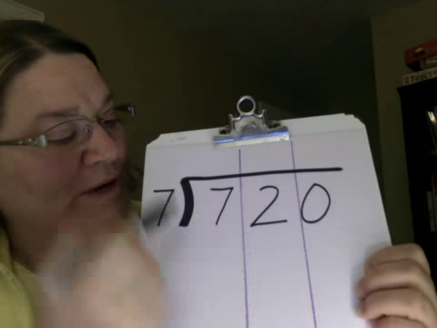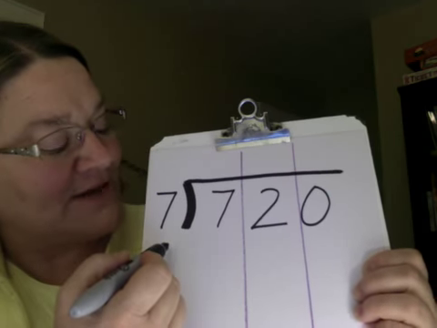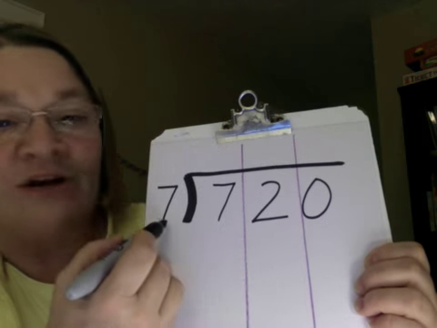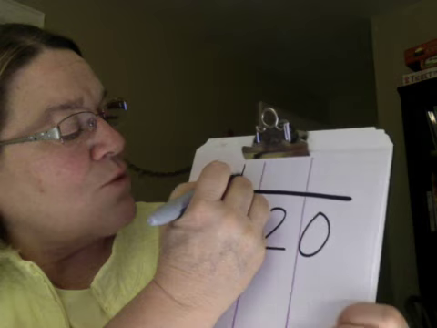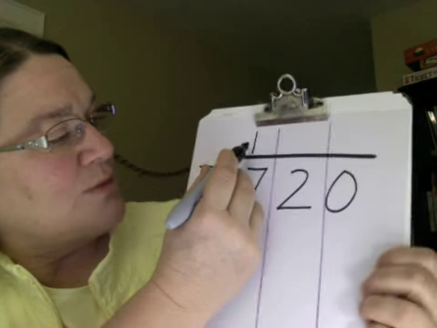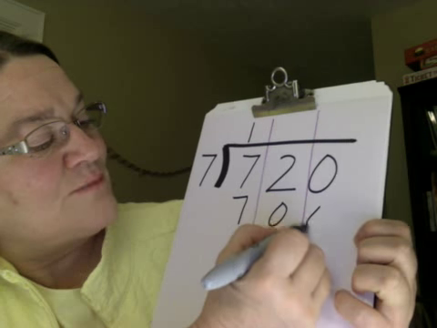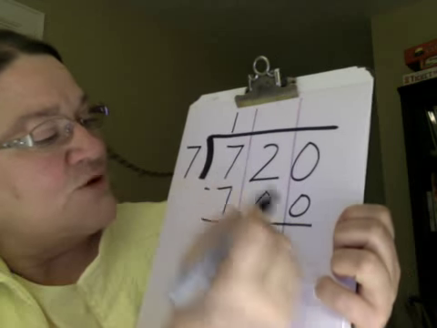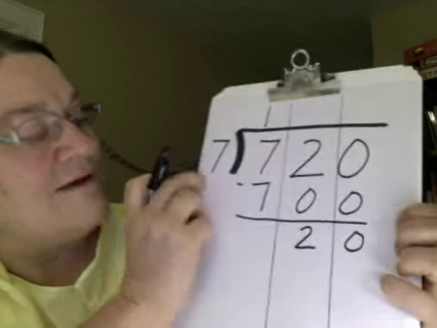All right, so we begin with our question, which is 720 divided by 7. We know that in this 7, there is one group of 7 in 7. So we will put a 1 here and multiply 1 times 7 and get 7. It is in the hundreds place, so we put in our zeros. We'll subtract that and end up with 20.